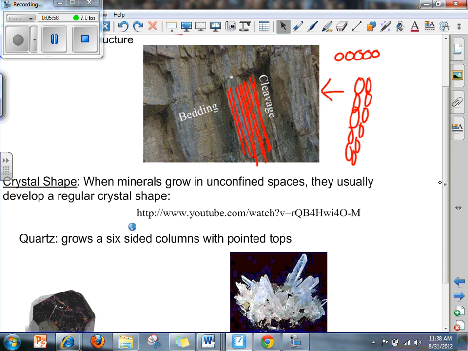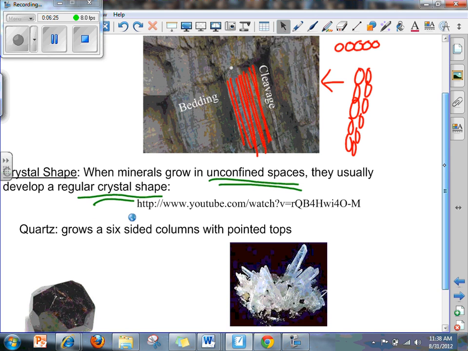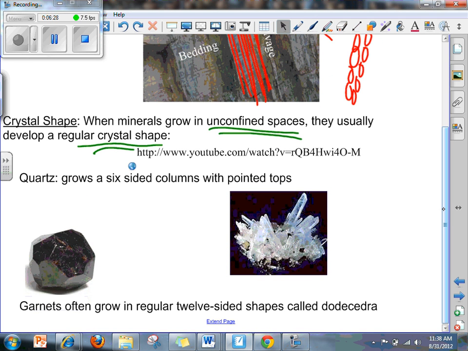Now, another property of minerals that deals with chemistry is the crystal shapes. Crystal shapes: when minerals grow in an unconfined space, so meaning that there's no limit to how large they can get, they will usually develop a crystal shape that's unique to that mineral and unique to the elements that are in that mineral. For example, if we look right here at quartz, quartz is right there in that picture. Quartz is a six-sided column with pointed tops to them.